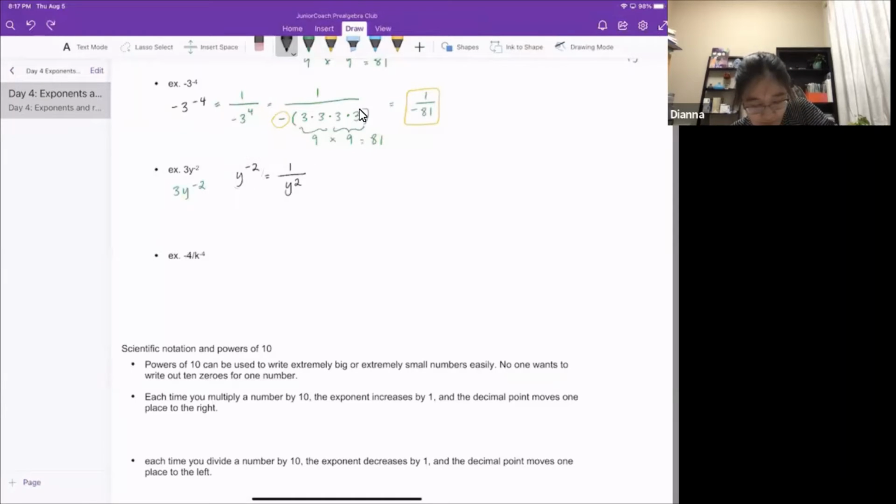Hopefully that's clear. And then the rest of it is just, well, we have this 3 here. We can't forget it, right? Now we just need to multiply the 3 to this. So it's going to be 3 times 1 over y squared, which is going to end up being 3 over y squared. That looks prettier, right? So that's it. Pretty simple. That was just getting rid of the negative in the exponent.